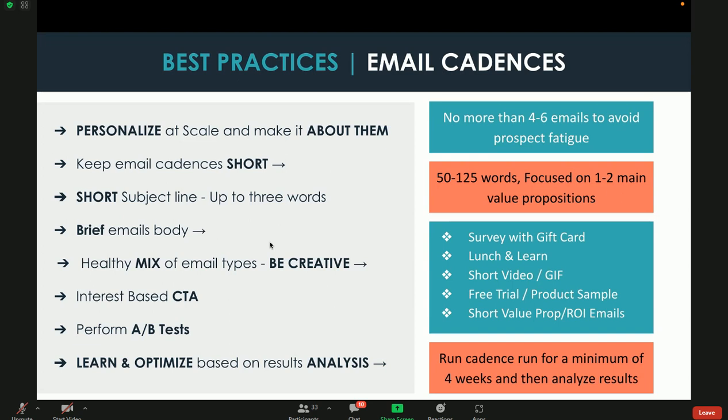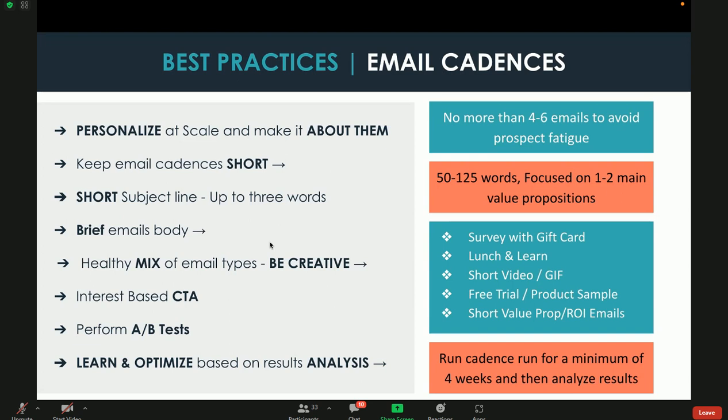Also, the length of the email itself: 50 to 125 words. That's anywhere between 2 to 4 paragraphs. I would even say keep it at 2 to 3. That's an ideal length for an outbound email. The 50 to 125 is actually from Gong research. The rest of it comes from RightBound data.